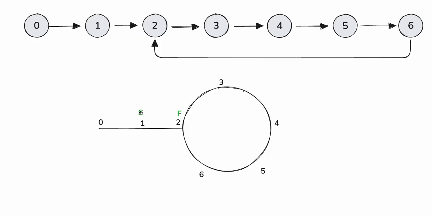Second iteration, slow up 1, fast up 2. Next iteration, slow 1, fast 1, 2. Then we get slow 1, fast 1, and then we cycle 2. Slow 1, fast 1, 2. Okay. So this is the termination condition. This is when we know we have a cycle, if the fast and slow pointers ever point to the same node.